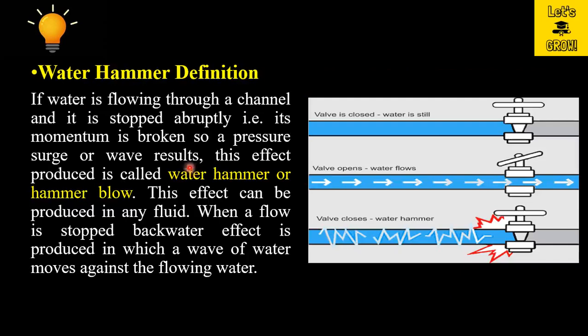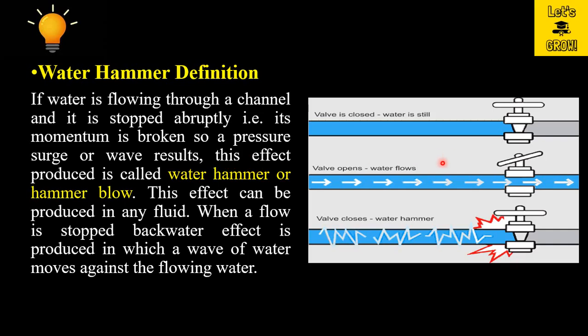So initially we will discuss the term water hammer. What is the definition of the term water hammer? If water is flowing through a channel or a pipe and it is stopped abruptly, that means its momentum is broken, so a pressure surge or wave results. This effect produced is called water hammer or hammer blow.